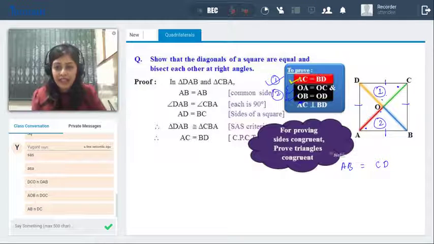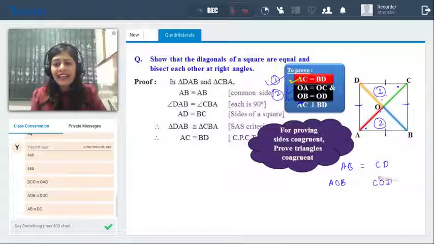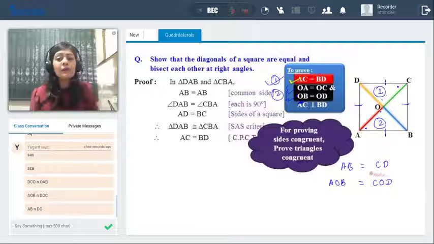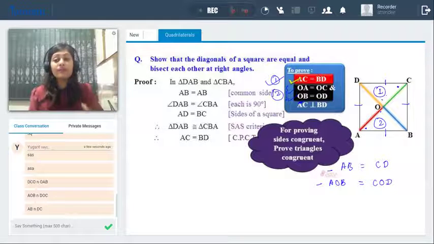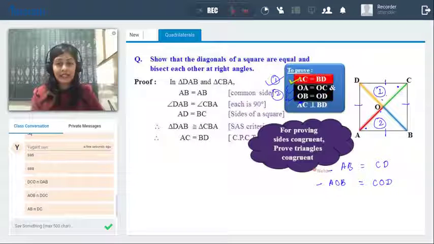What's the next observation? Angle AOB and angle COD. Yes, again, extremely easy. These two are a pair of vertically opposite angles. So two things were easy. But what about the third thing? Now, students, pay attention. Going back to the basics. Every square is a rectangle. Every square is a rhombus.